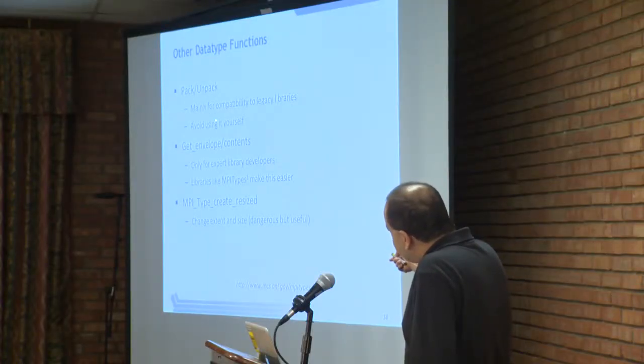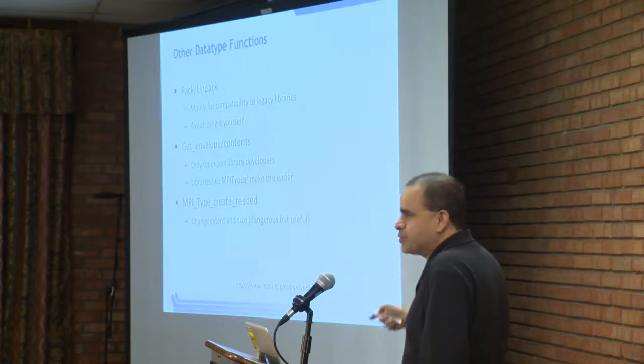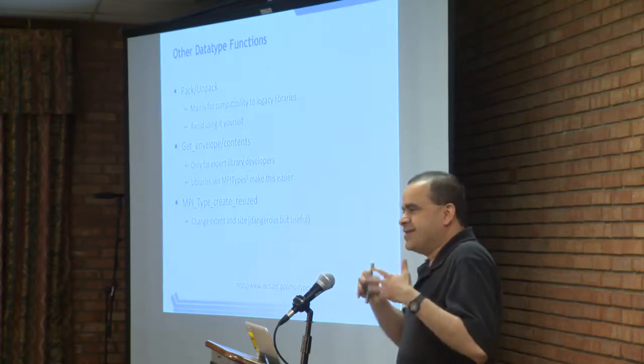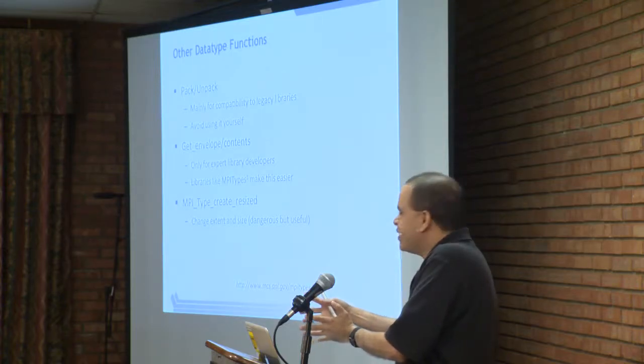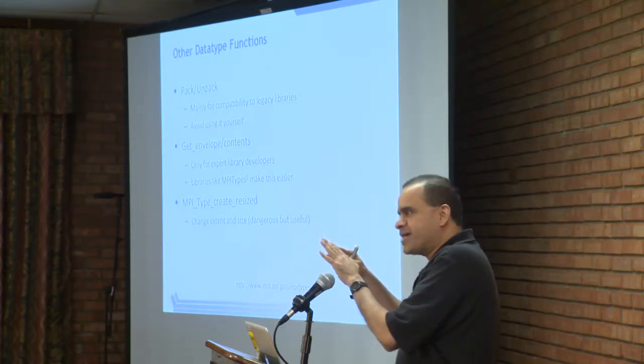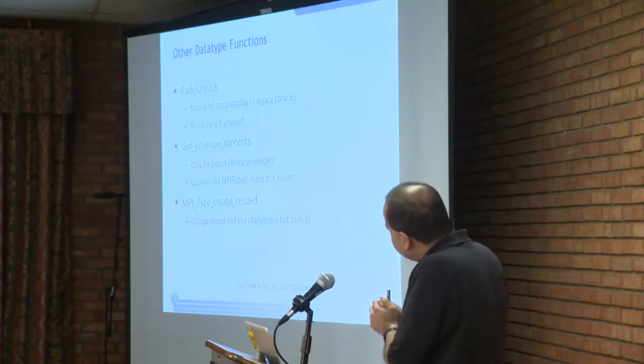Okay, there are other functions. MPI also provides functions to pack and unpack. You can pack a data type into a contiguous buffer, and similarly you can receive a packed type and unpack it into a buffer. This was mainly provided back in 1994 for compatibility with other libraries that existed at that time and that had this kind of functionality. So this is not using data types for communication. This is for taking a non-contiguous buffer and packing it into a contiguous buffer and then unpacking it also if you want.